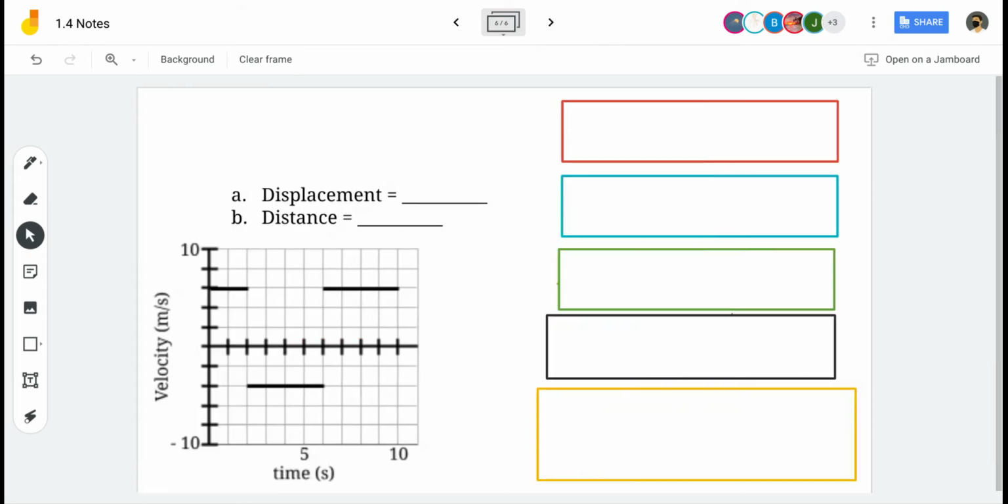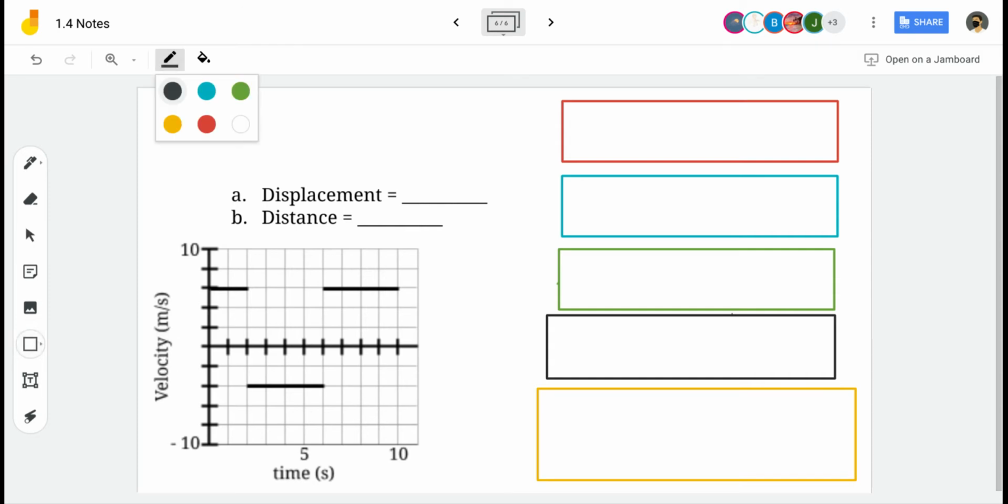So if we go to slide 6, here we have a much more complex graph, because on slide 6 you've got something moving to the right and then to the left and then to the right again. If I were to ask you what's the displacement for this entire graph, we couldn't just do it with one rectangle, we'd have to do it with 3 rectangles.